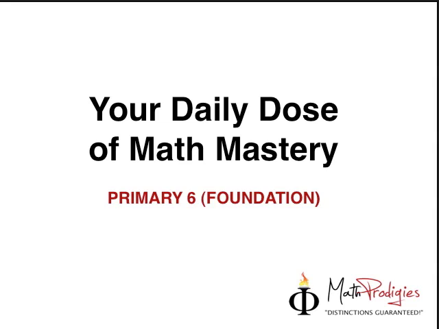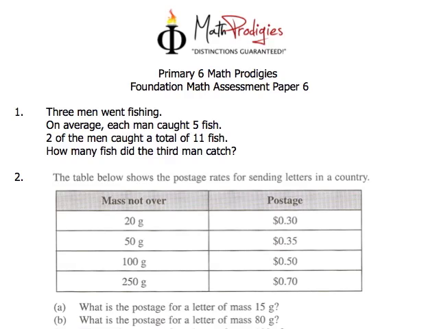Into question number 1 of your assessment paper number 6. Now this question is on averages, so let's take a look at the question right now. It says that 3 men went fishing. Okay, so they all went fishing. Now on average, each man caught 5 fish. 2 of the men caught a total of 11 fish. Now how many fish did the third man catch?